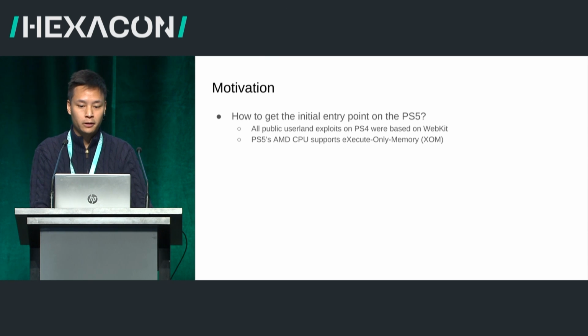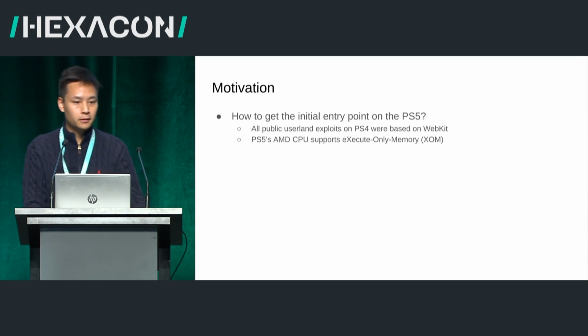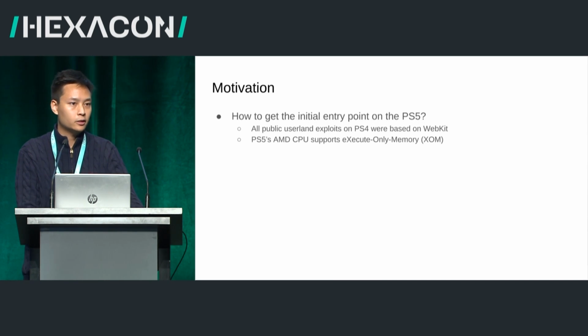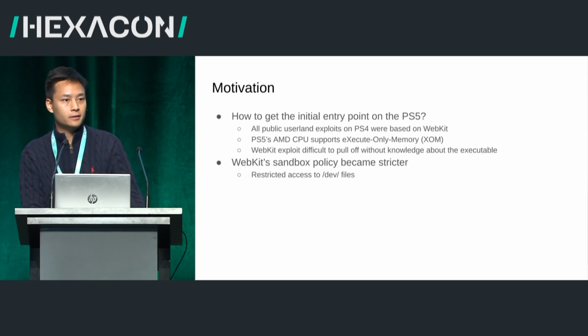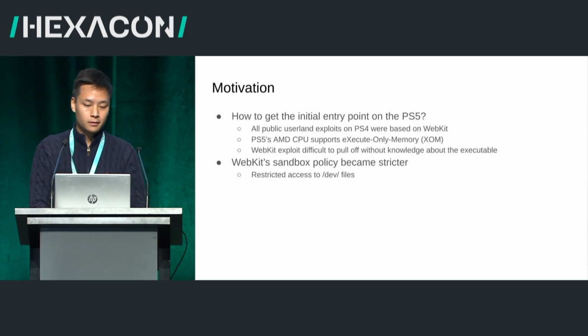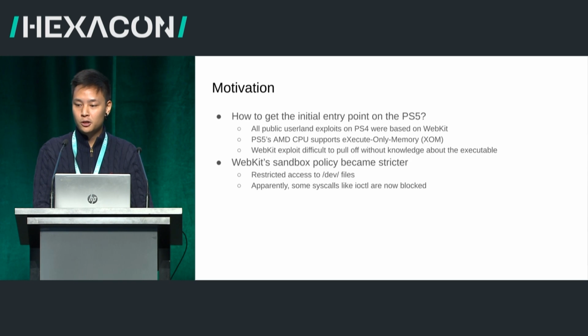supports execute-only memory, which they enable for all the text segments. And this mitigation makes a WebKit exploit much more difficult to pull off, because JIT is not enabled in the renderer process. So in order to get native code execution, we would have to write a ROP chain. However, since we are blind, we cannot read executable pages, and so we cannot identify ROP gadgets. And the other reason is that the WebKit sandbox has improved lately. For example, access to dev files has been restricted, and apparently syscalls like IO control are now blocked.